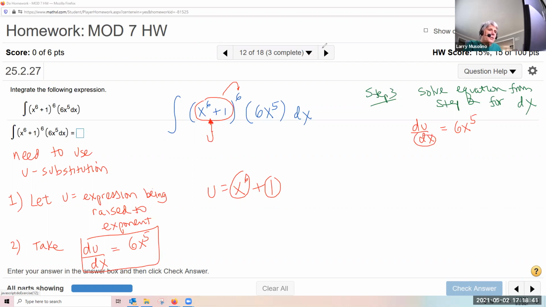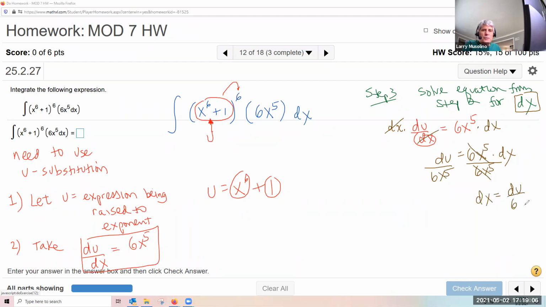Algebraically, I want to get this dx all by itself on one side of the equation. Well, the first thing I'm going to do is multiply both sides by dx to cancel out the fraction here. So that dx cancels out with that dx. So now I have du is 6x to the 5 times dx. But remember, we want to get dx by itself. So now I'm going to divide both sides by 6x to the 5. All right, finally, I have dx equals du over 6x to the 5.